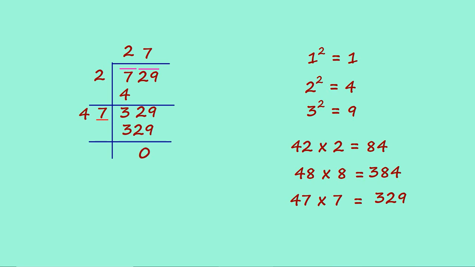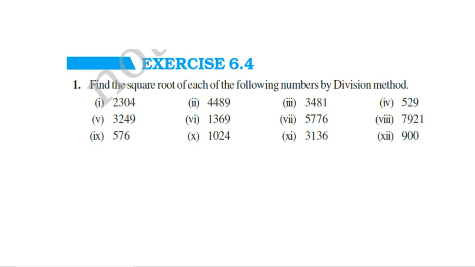Now subtract, you are getting 0. Since you got 0 as the remainder and no other number to bring down, 27 is the square root of 729. So we can write square root of 729 is equal to 27.